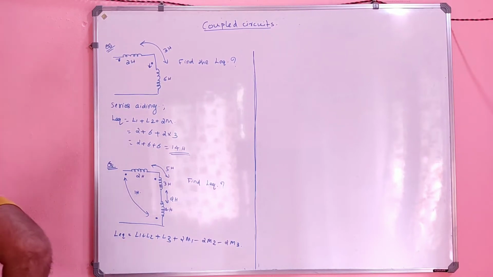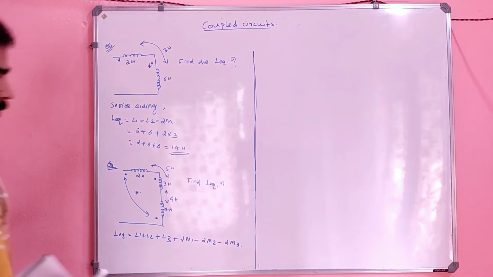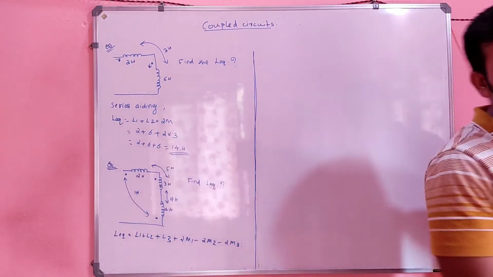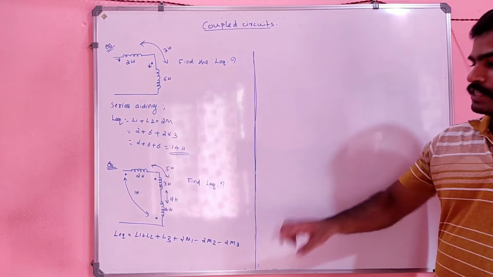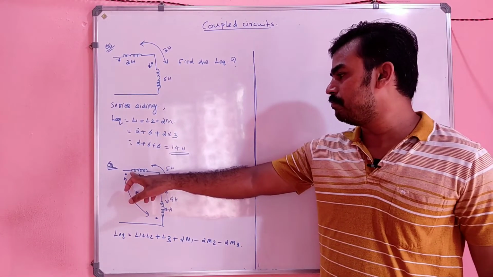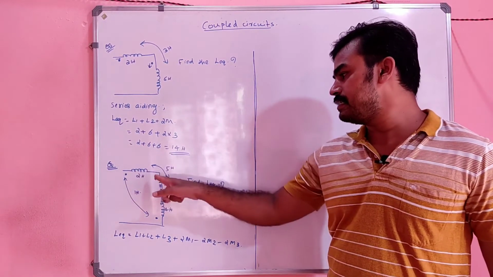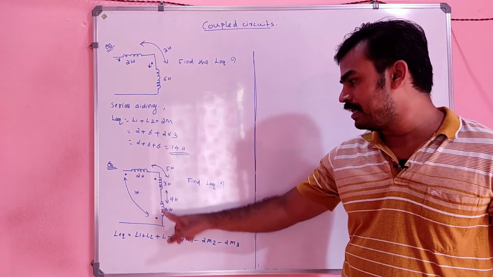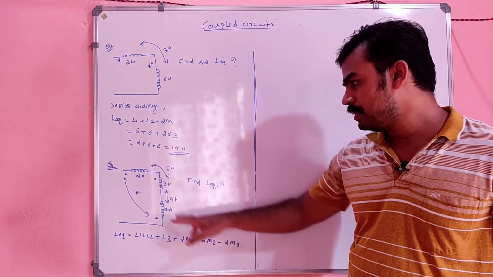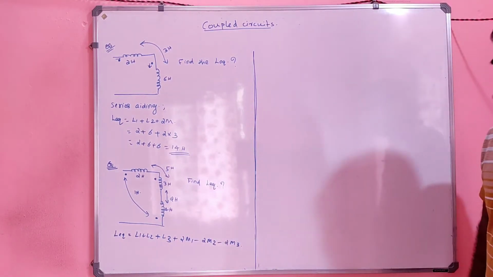This will be the total L equivalent in the circuit: L1 plus L2 plus L3 plus 2M1, because in this circuit the current is entering in the same direction, so plus 2M1. But with respect to 1 and 2 it is opposite, that is why minus 2M2. With respect to 1 and 3 also it is opposite in nature, so it will be minus 2M3.